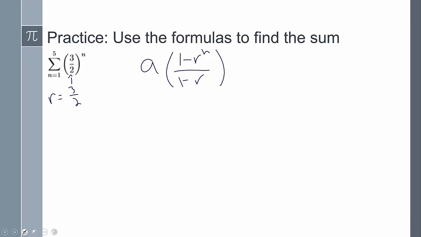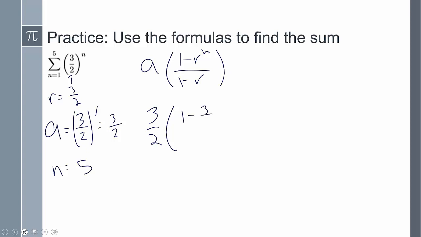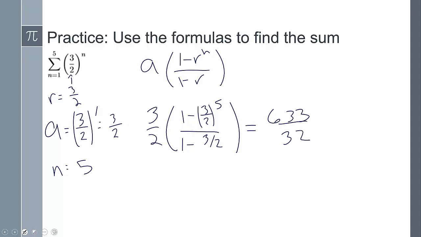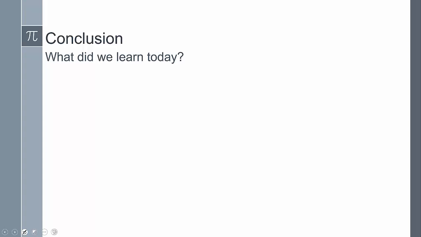My first term, which means I need to plug in 1 into my formula, is going to be 3/2. And then n is going to be 5. So now plugging these in, 3/2 times 1 minus 3/2 to the 5th all over 1 minus 3/2. Once again, that's something that you're going to want to enter into your calculator. And when you enter that in your calculator, you're going to either get 633 over 32, or the decimal approximation, which is approximately 19.781.